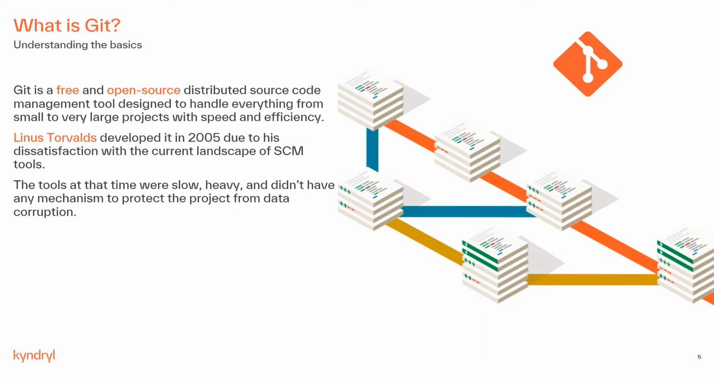And he developed it in 2005 because he was dissatisfied with the current landscape of the source code management solutions at the time. That's because the tools at the time were, in his opinion, very slow, heavy, and didn't have any mechanism to protect the project from data corruption. So he developed Git, if I'm not mistaken, in 2 weeks, and he actually used that to control his work with the Linux kernel.